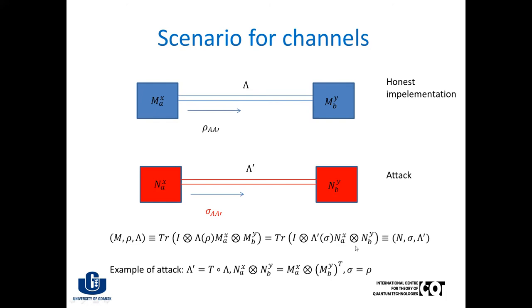The example of the attack is exactly this partial transposition trick that I showed you before: you take a channel which is a composition of lambda followed by the transposition map, and you transpose the measurements of Bob, and the state you actually keep the same. So this is an example of an ideal attack.